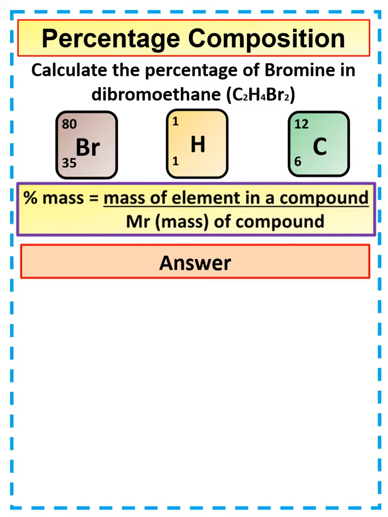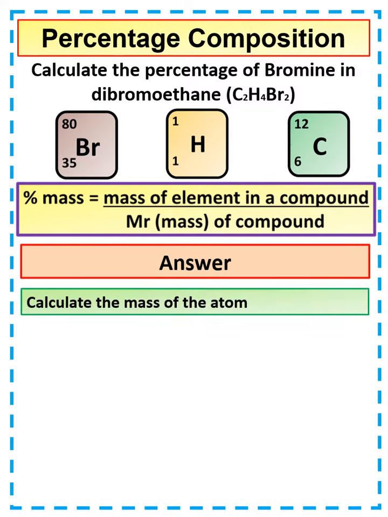So the equation that we'll be using is: percentage mass is the mass of the element in the compound divided by the total mass of the compound. There are a few key things that we need to do when answering these sorts of questions. The first thing is to calculate the mass of the atom that we want. So we're looking for just the mass of bromine.